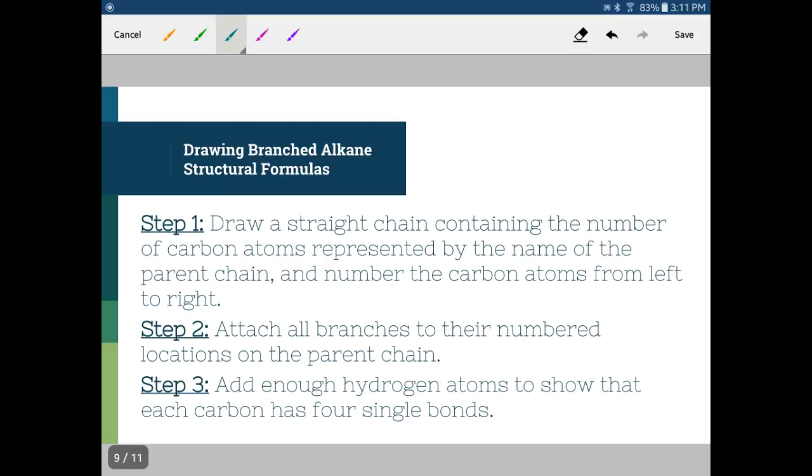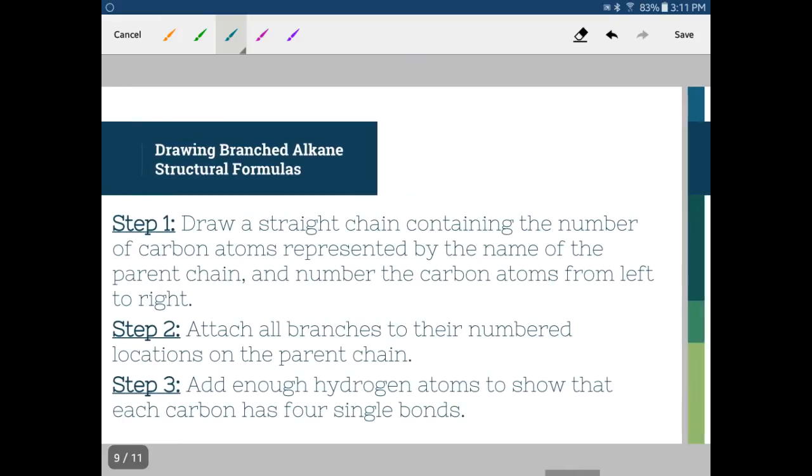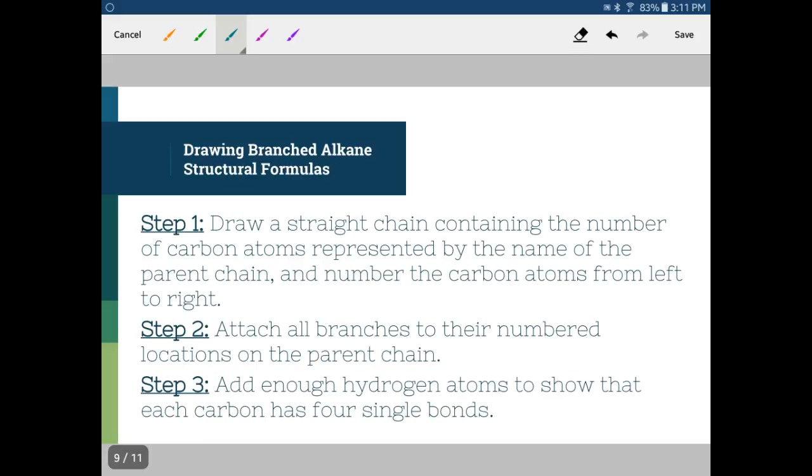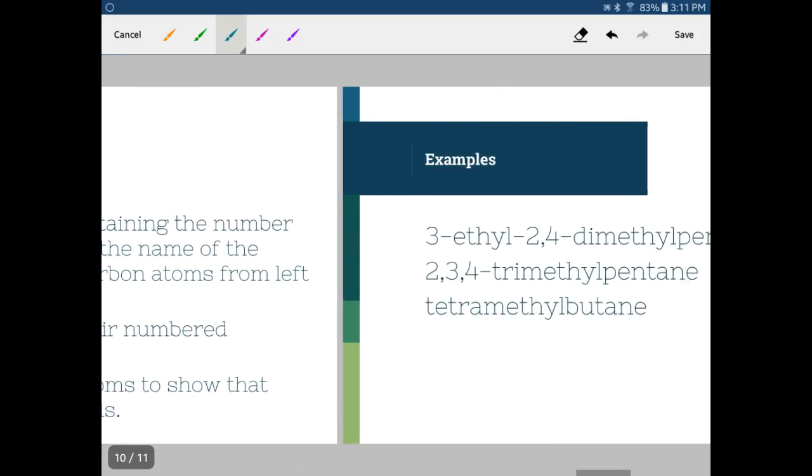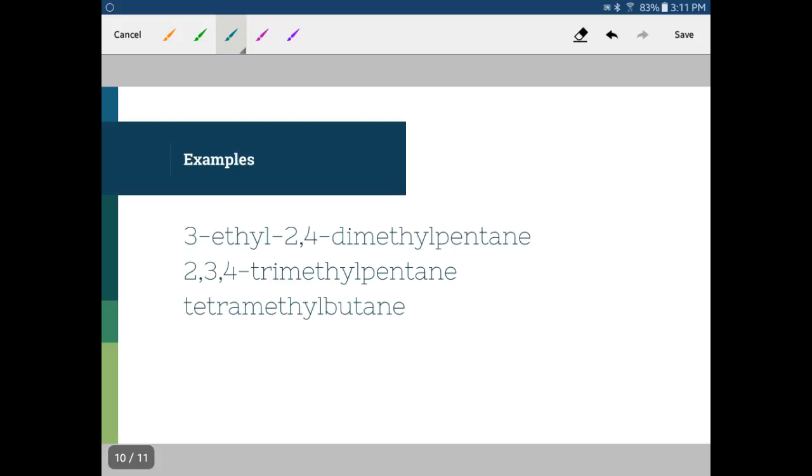Okay, so drawing branched alkane structural formulas. Again, we'll attach all branches to their numbered locations on the parent chains, and add enough hydrogen atoms to show that each carbon has 4 single bonds. We've taken a look at drawing alkanes and branched alkanes, but we're going to take another look just in case. In my first example here, I'm going to draw these and then erase my drawings and start with the next example because I don't have enough room to fit them all in here.